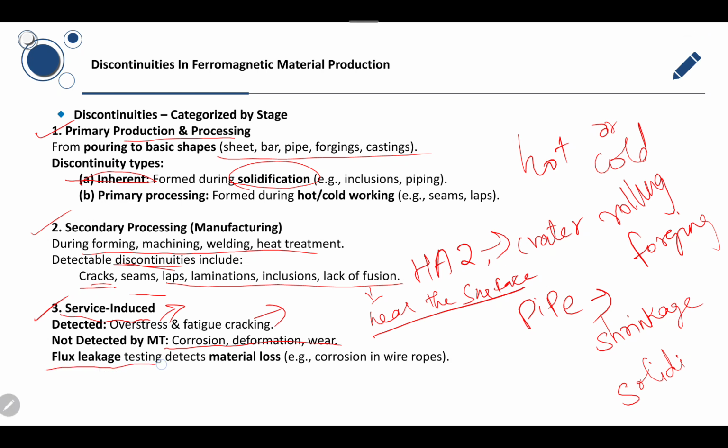Flux leakage testing detects material loss like corrosion in wire ropes, which is distinct from MPT. MPT cannot detect deep internal flaws like flakes unless they are near the surface. Next is internal laminations, they do not break the surface. Lack of penetration in welds is also not detected, as this is usually an internal defect.